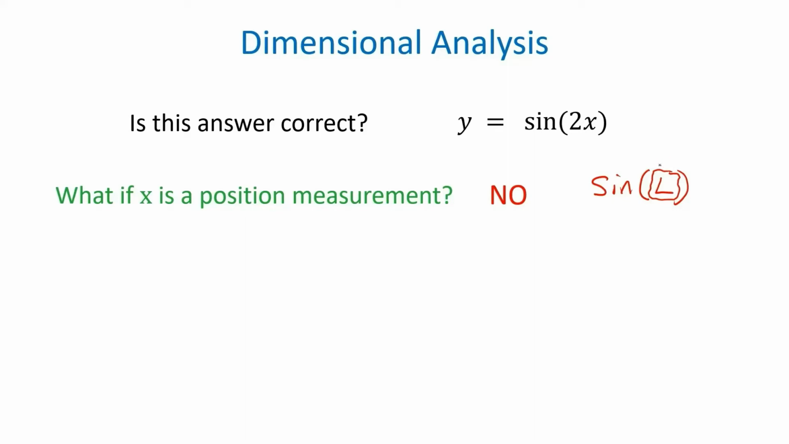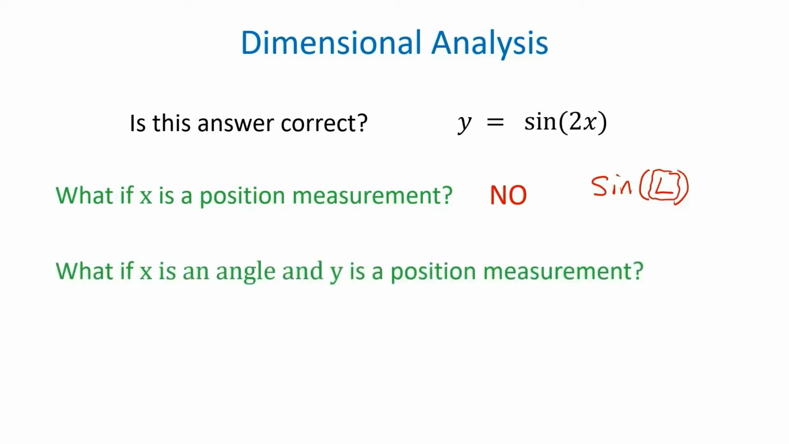Now what about radians and degrees? I kind of hinted at that before. Technically speaking, radians, degrees aren't units. They're what we call pseudo-units. We use them to help us track angles, but they're not technically a unit. They're a ratio, which is a unitless value. Okay, so if x was a position, then the answer is no, this would not be a correct answer. Let's consider a different case. What if x is an angle and y is a position measurement?